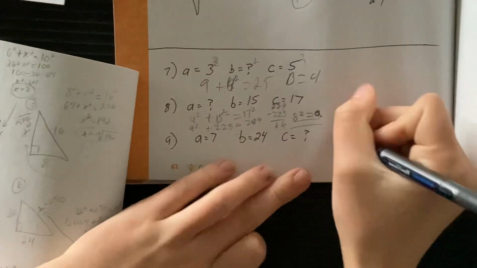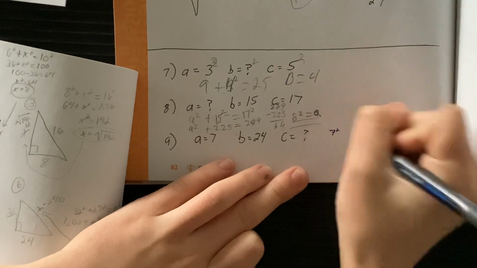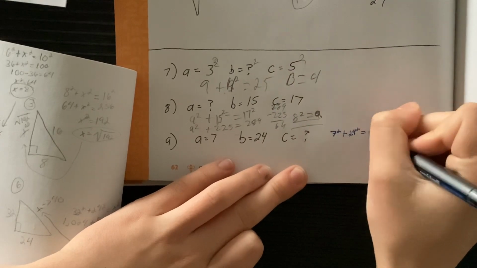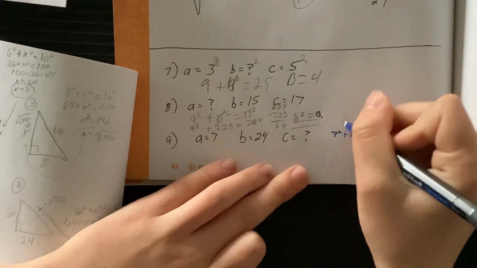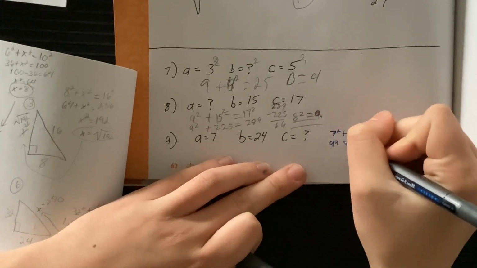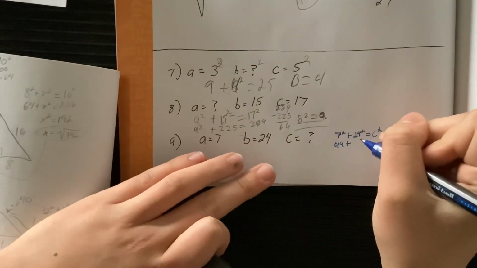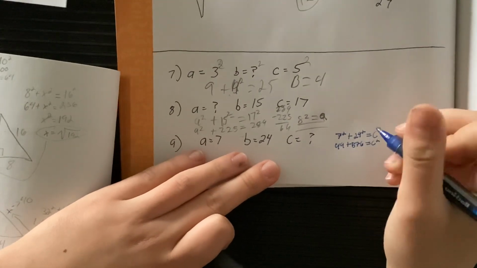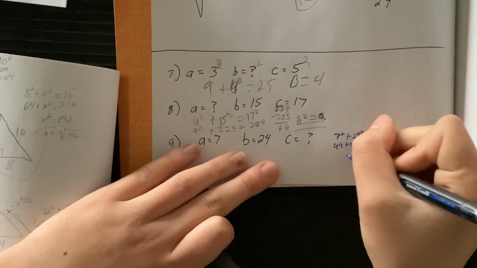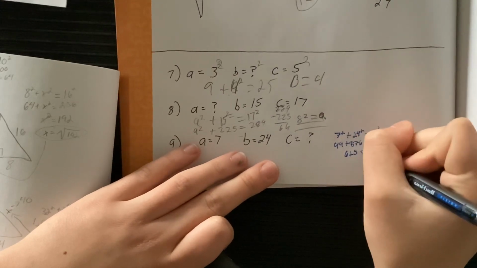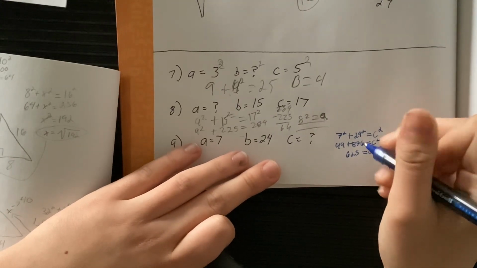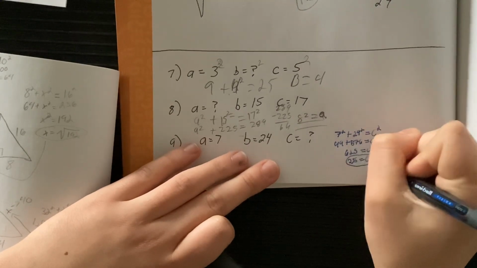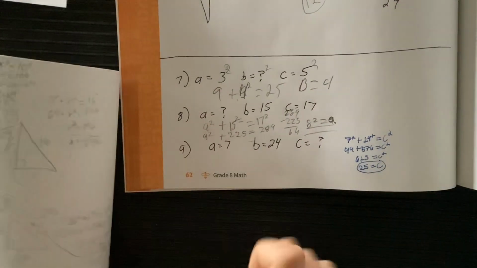So 7 squared plus 24 squared equals c squared. And then that's 49 plus 576 equals c squared. Them added together is 625 equals c squared. And then it's 25 equals c. Square root of 625 is 25.